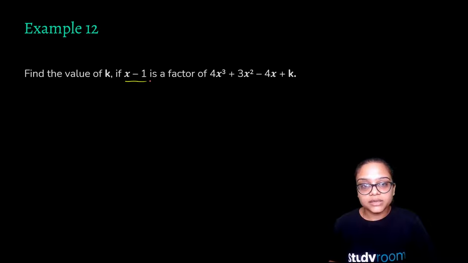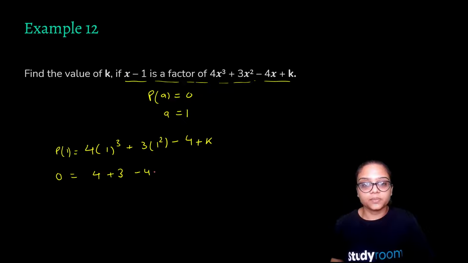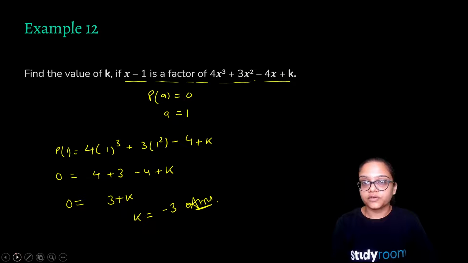Now just see this line. If it's a factor, then for sure p(a) would be 0. And what is a here? a equals 1. So just write p(1): 4 into 1 cube plus 3 into 1 square minus 4 plus k. And we know that p(1) for sure would be 0 since it's a factor. So 4 plus 3 minus 4 plus k comes out to be 3 plus k equals 0. So k is equal to minus 3. Only for this particular value can we say that x minus 1 is a factor of the given polynomial.